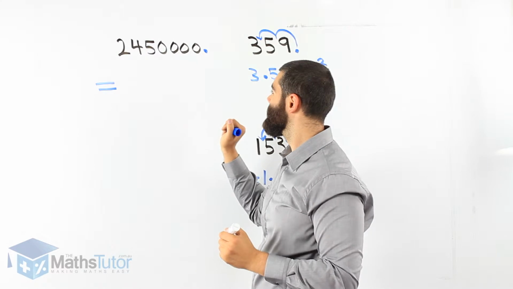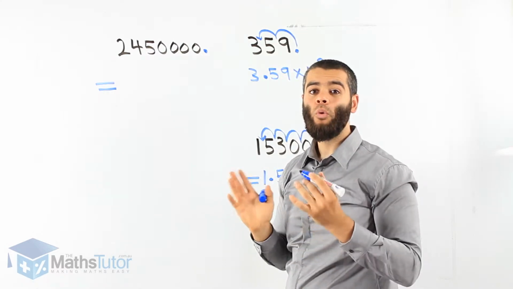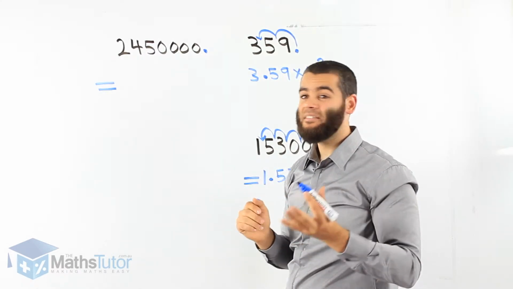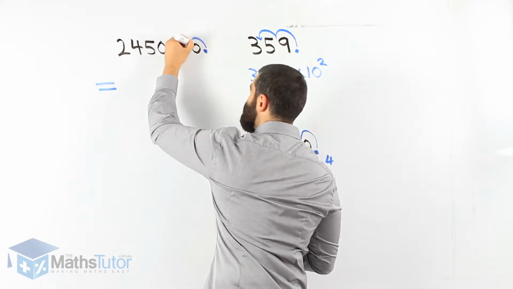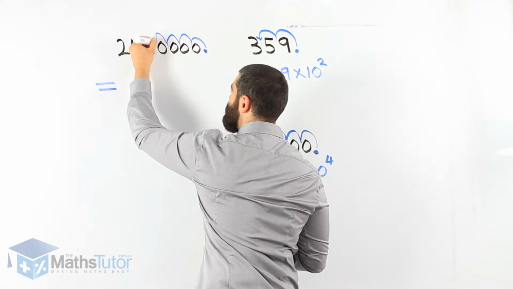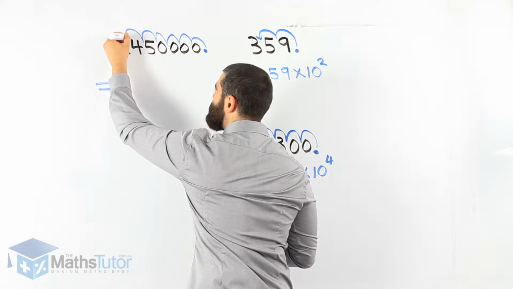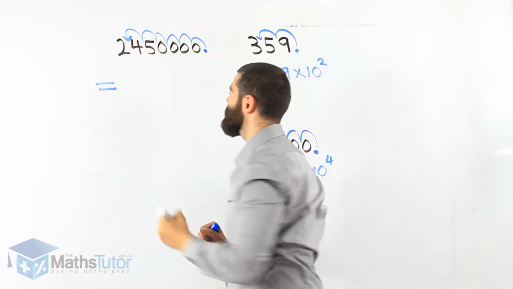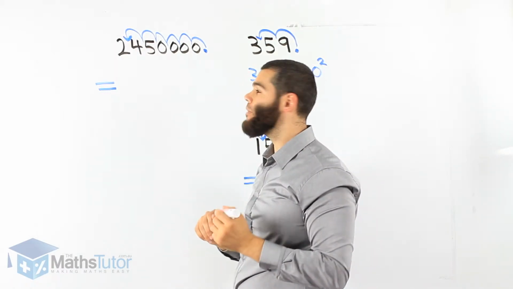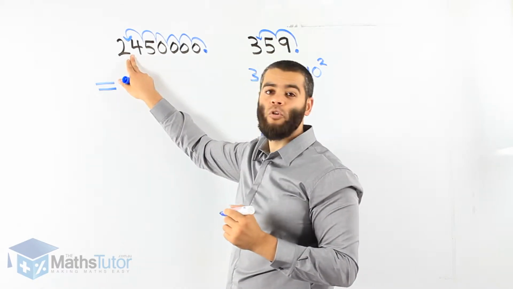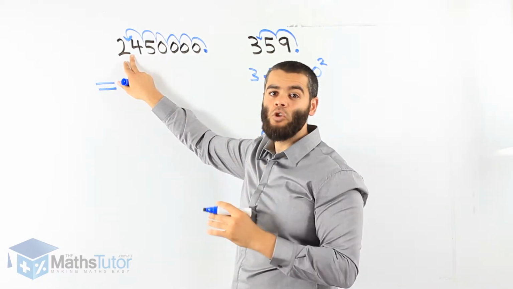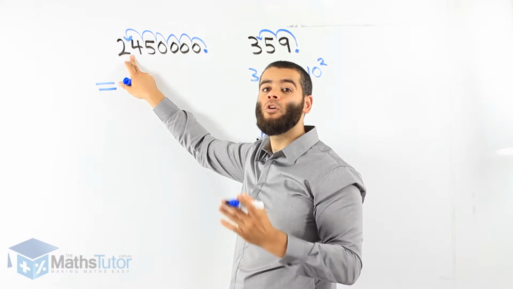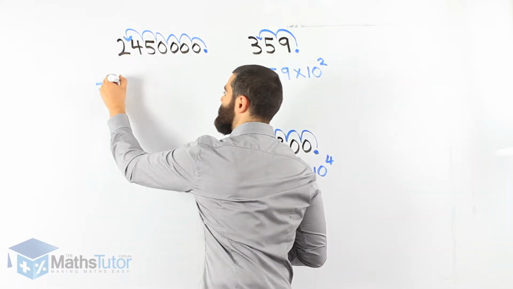2,450,000 point. We want to move it back. We want to make a number between 1 and 10. 1, 2, 3, 4, 5, 6. We're going to put it between the 2 and the 4 because it will become 2.45, a number between 1 and 10. 2.45 is a number between 1 and 10.